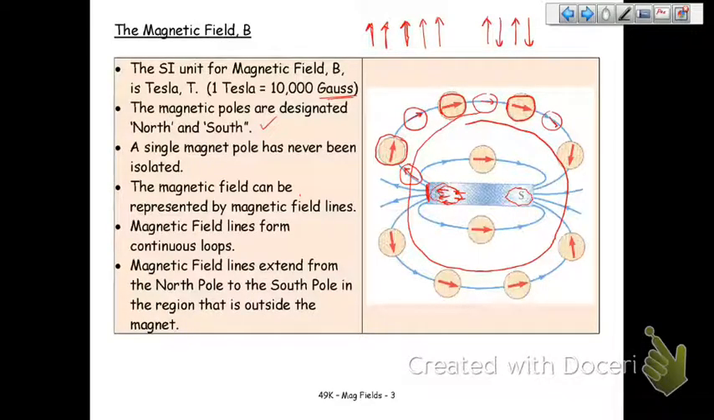So the next thing I need to do is say the SI unit for magnetic field is the Tesla. The magnetic poles are designated north and south. A single magnetic pole has never been isolated.